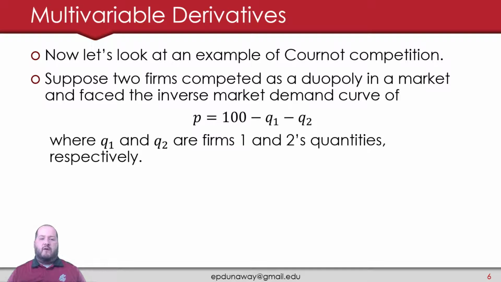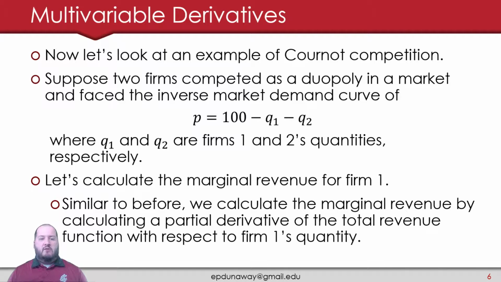So basically, we're going to find that the market price is influenced not only by how much firm 1 decides to produce, but how much firm 2 decides to produce as well. Let's calculate the marginal revenue for firm 1. Just like before, we're going to calculate the marginal revenue by taking the partial derivative of the total revenue function with respect to firm 1's quantity. So we're only looking at firm 1's values, and we're going to treat firm 2's as a constant.